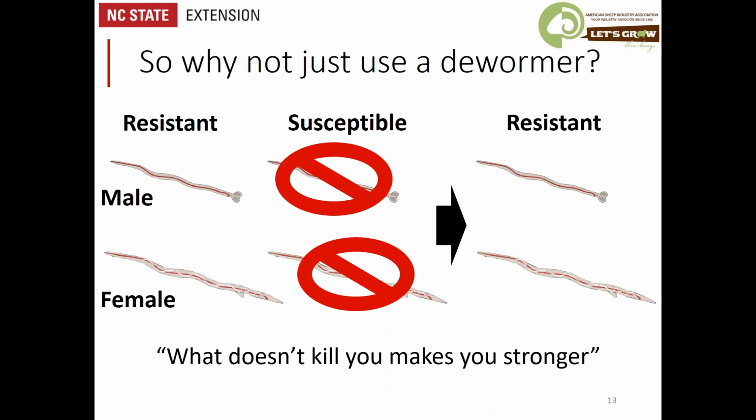I like to say, what doesn't kill you makes you stronger, and the song always pops in my head when I think about this. But it's an important concept to remember, in that every time we use a dewormer, we need to think about that as applying selection pressure towards the resistant worm population. When we treat with the dewormer, we're putting pressure on, we're generating more resistant parasites. The more and more we do that, the greater population of resistant worms that we will have, and the less effective our dewormers will become.